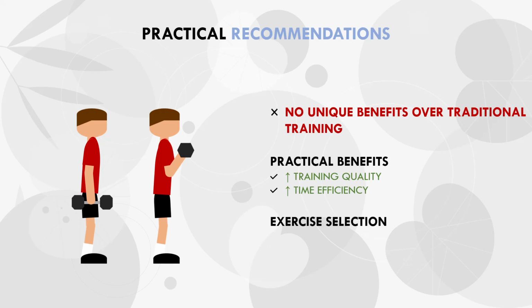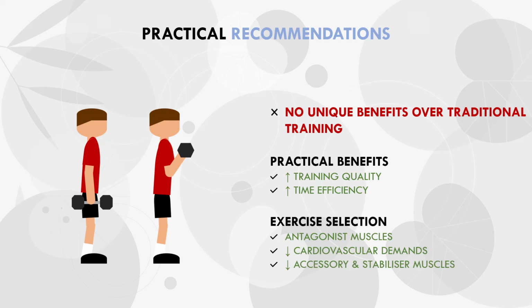However, we should be cautious with what exercises we decide to superset, as this may influence the effectiveness of our sessions. Supersets are more suitable to implement with antagonistic muscle groups, those with lower cardiovascular demands, and those which involve fewer accessory and stabilizer muscles. This will ensure the target muscle is the limiting factor of each set and is maximally stressed. Trainees can use these general recommendations to implement supersets into their training program however they choose.